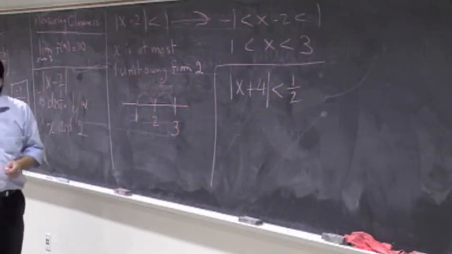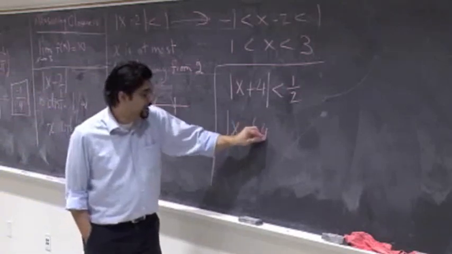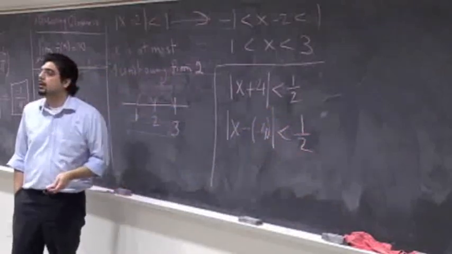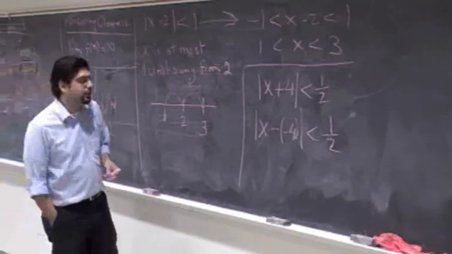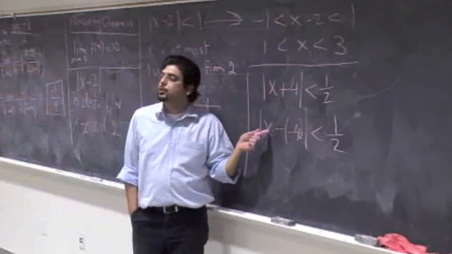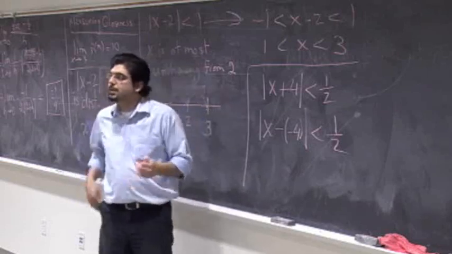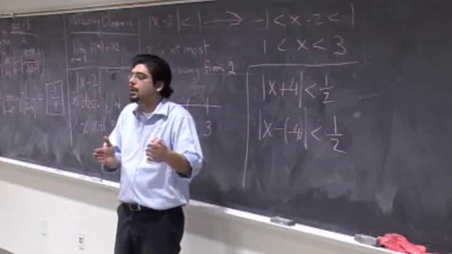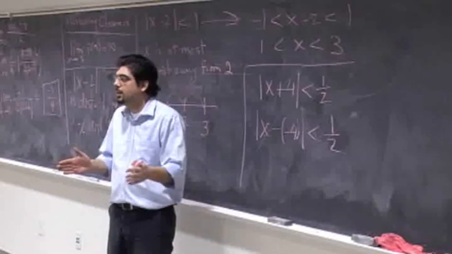X is right most. Maybe writing it this way is easier. How would we say that? Half a unit away from -4. Very good. That means x is at most half a unit away from -4. That means it's around -4. Half a unit this way and half a unit this way, at most. That's where x lives. Okay?